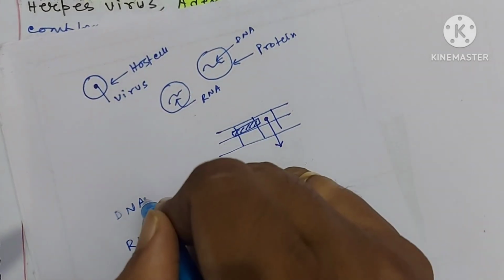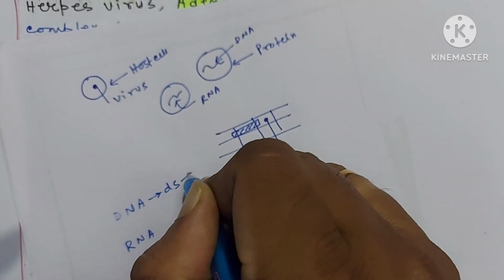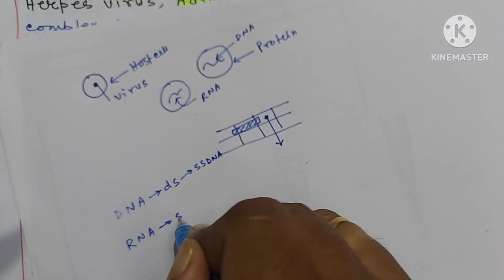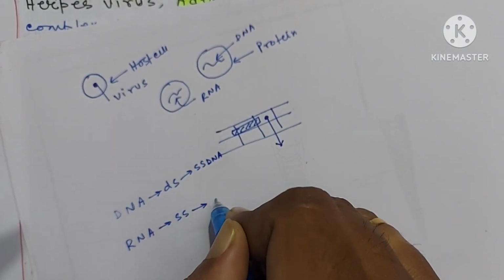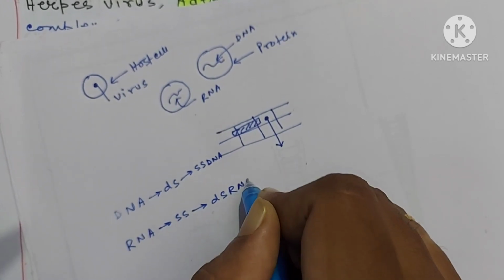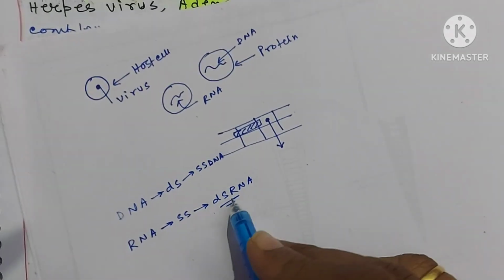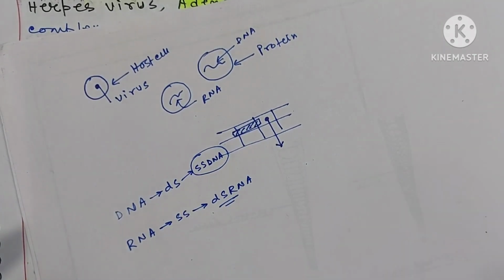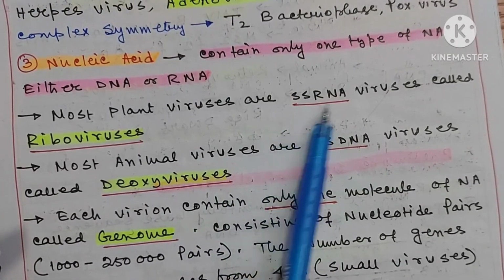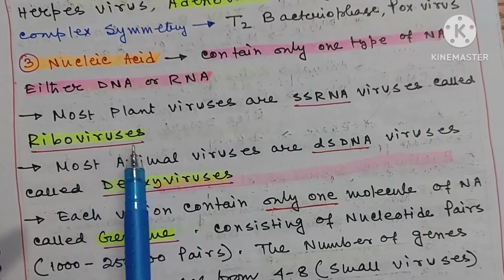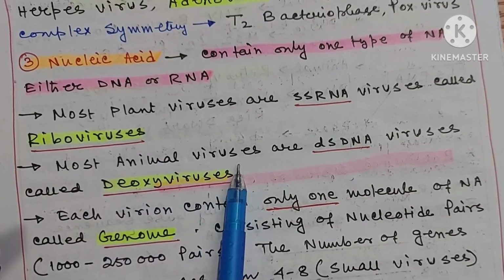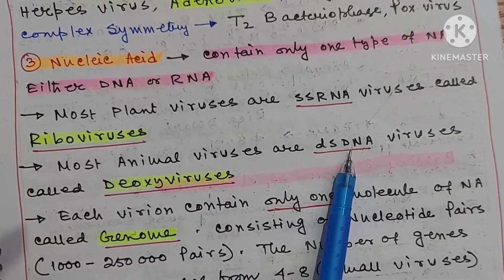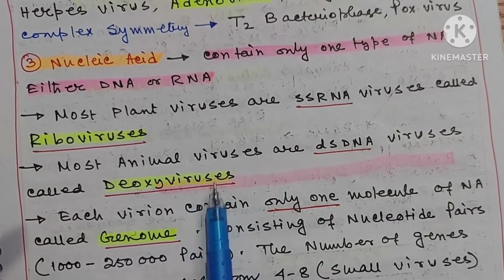Okay, DNA is usually double-stranded, but in the case of viruses we can see single-stranded DNA. And RNA is usually single-stranded, but in some viruses we can see double-stranded RNA. This double-stranded RNA and single-stranded DNA can be seen only in a few viruses. Most plant viruses are single-stranded RNA viruses, and they are called riboviruses. Most animal viruses, which cause different diseases of animals, are double-stranded DNA containing viruses, and they are known as deoxyriboviruses.